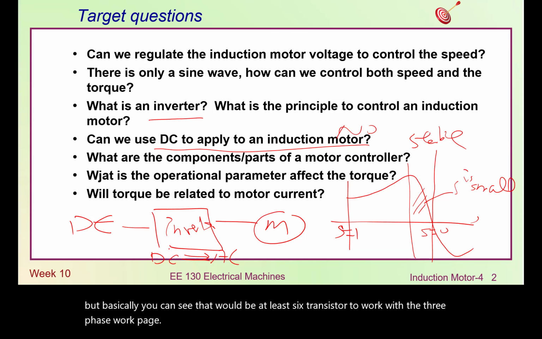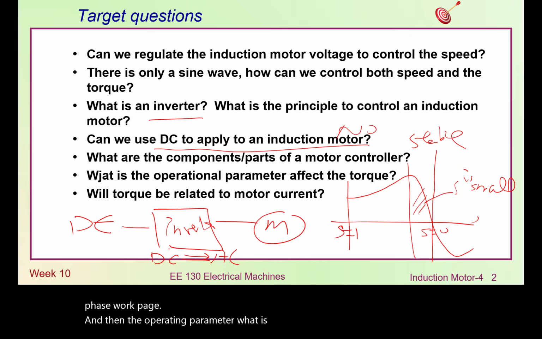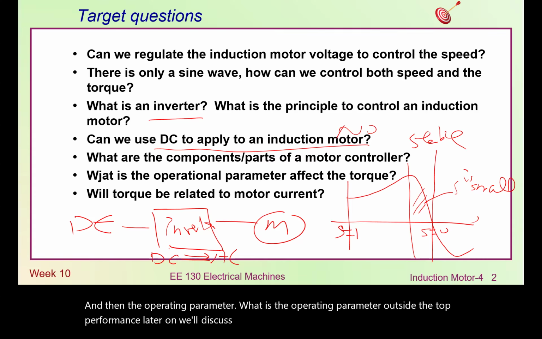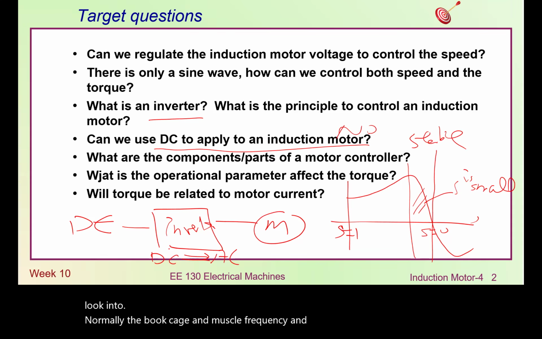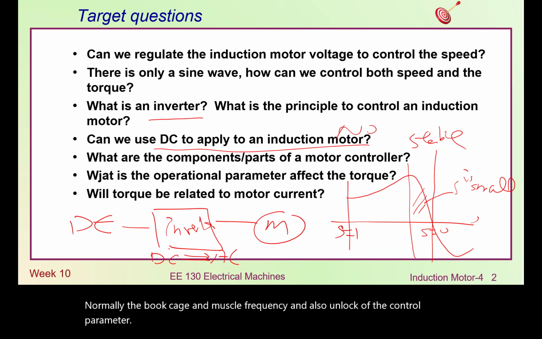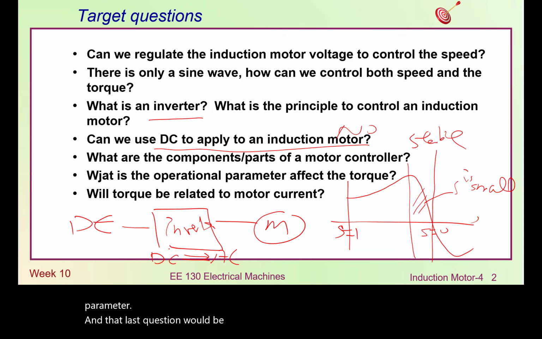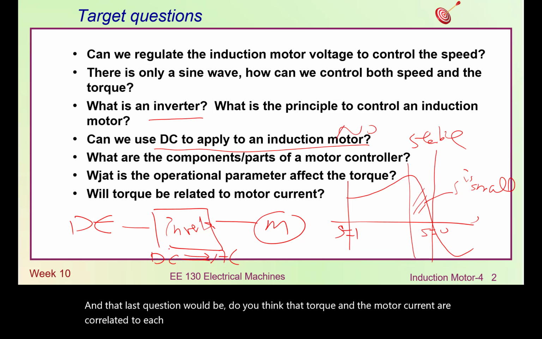And then the operating parameter: what does the operating parameter affect in the torque performance? Later on we'll discuss that in more detail. That is to say, we have to look into not only the voltage but also the frequency, and also a lot of control parameters. And the last question will be, do you think the torque and the motor current are correlated to each other like this? Any comment?